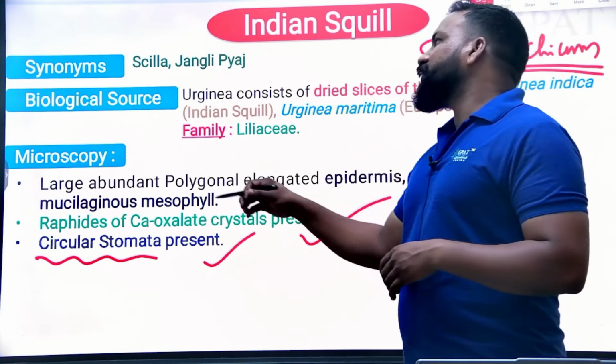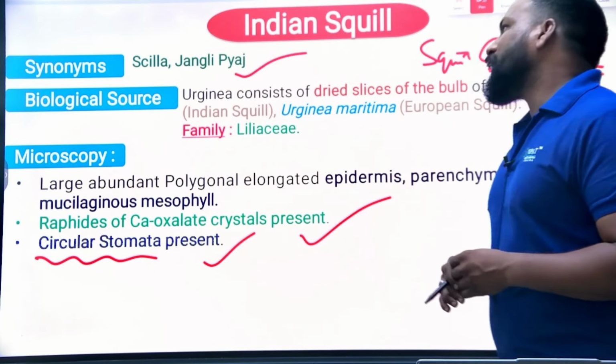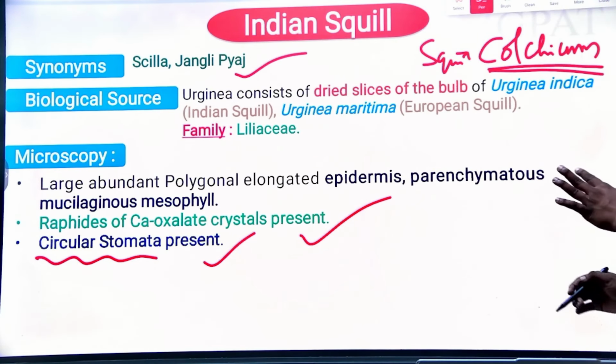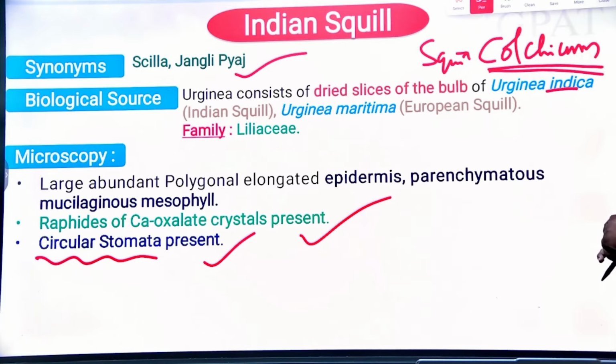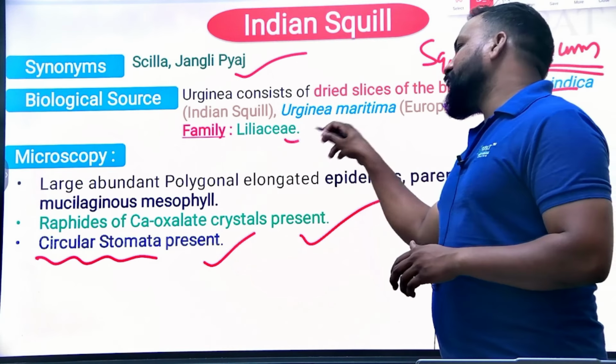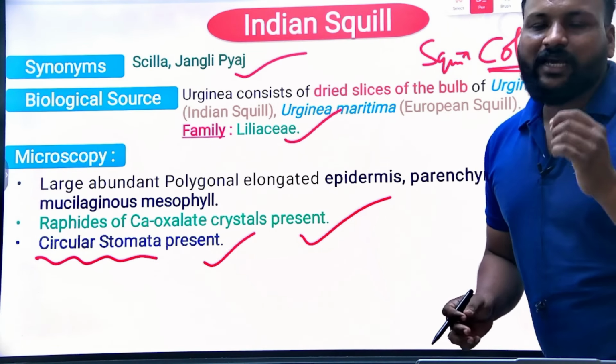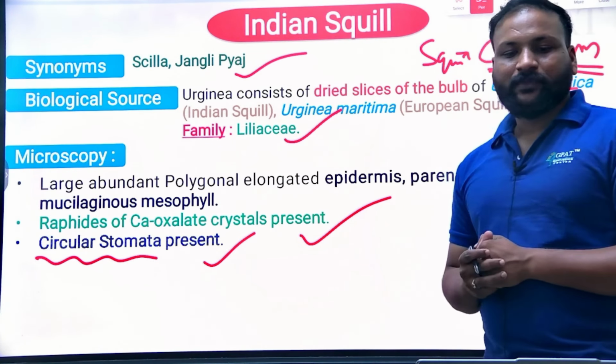The squill is known as Scilla or Urginea. It is obtained from two species: Urginea indica and Urginea maritima. Indica is an Indian species, Indian squill. Both belong to family Liliaceae. Clear? Circular stomata and raphides of calcium crystals are the characteristic features of Indian squill.